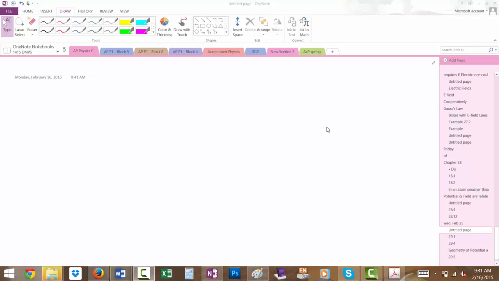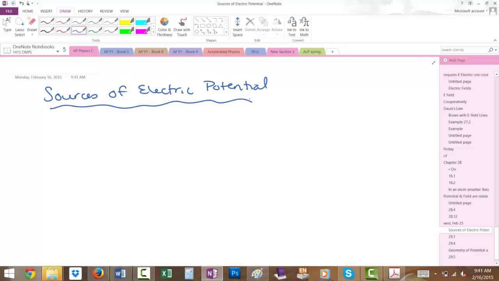Okay. So one topic that we do need to go through is the sources of electric potential. So we've talked about this idea of electric potential.